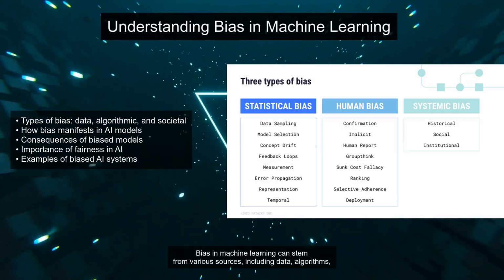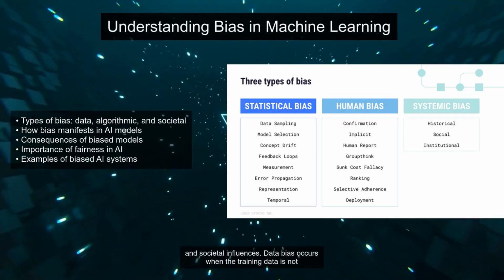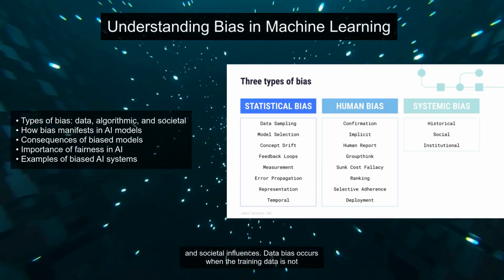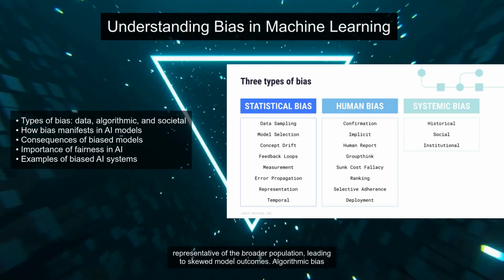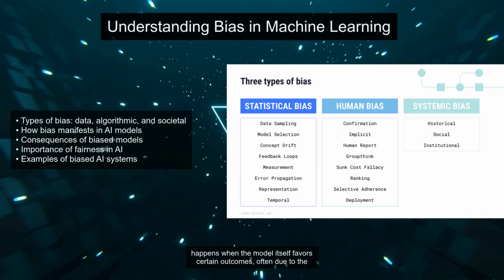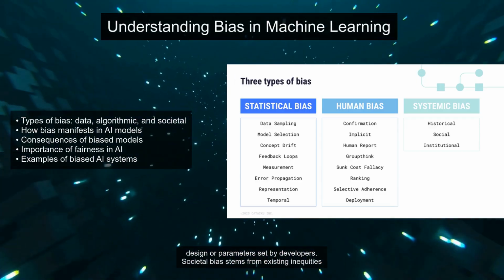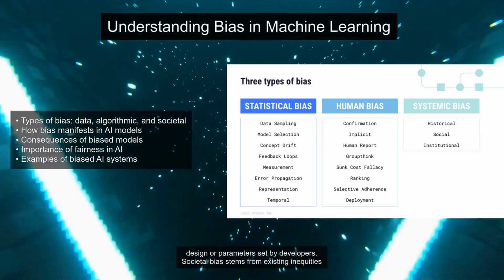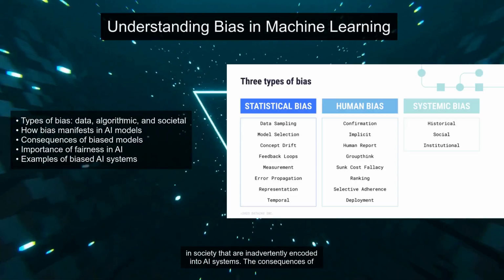Bias in machine learning can stem from various sources, including data, algorithms, and societal influences. Data bias occurs when the training data is not representative of a broader population, leading to skewed model outcomes. Algorithmic bias happens when the model itself favors certain outcomes, often due to the design or parameters set by developers. Societal bias stems from existing inequities in society that are inadvertently encoded into AI systems.